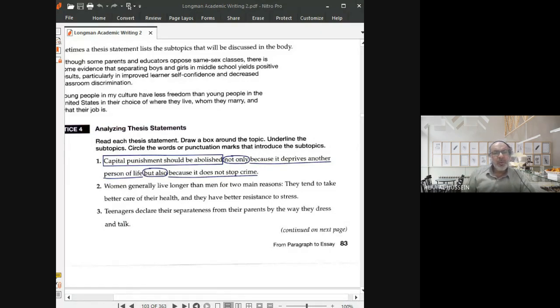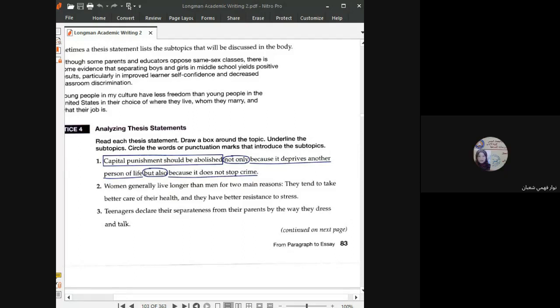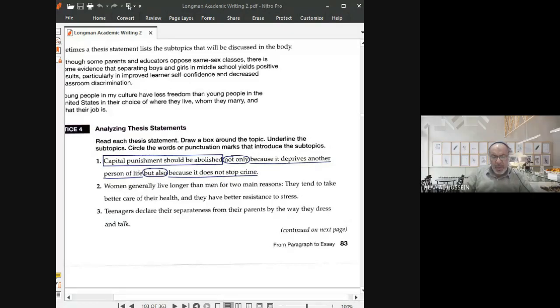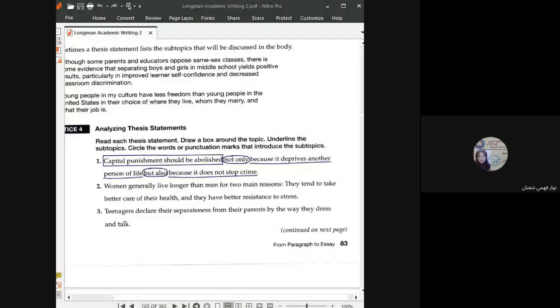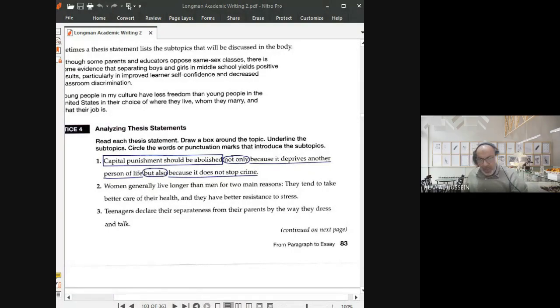What do you say? Yes, Nawar? Yes, it's the opinion that is going to be discussed. So do you think that capital punishment should be abolished is the topic? Yes. Okay. Thank you very much. What else? Do you have any other idea?